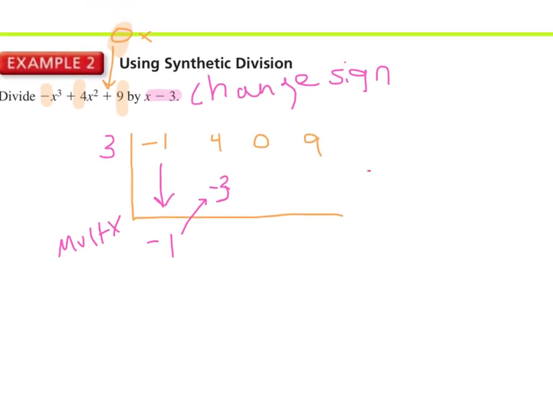And then we add the numbers on the inside. So 4 plus -3 or 4 minus 3 would be what? 1. Now again, we multiply the numbers on the outside. So 3 times 1? 3. So we put that inside of our box. Now 0 plus 3? 3. 3 times 3? 9. And then 9 plus 9? 18.